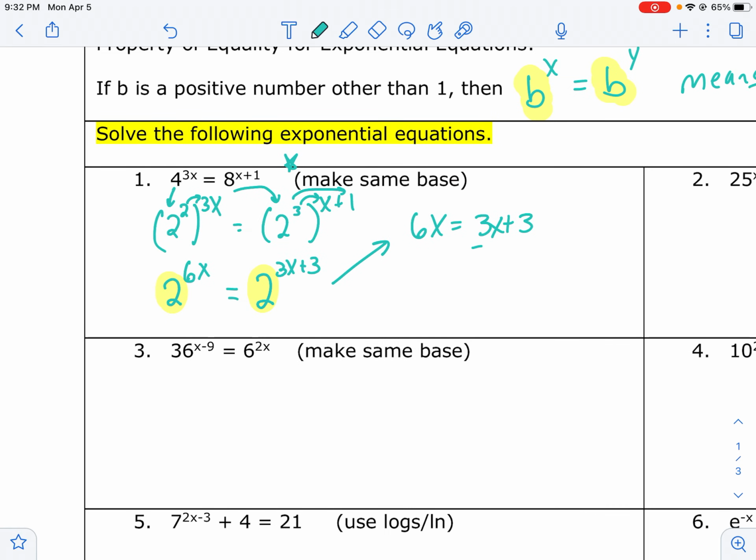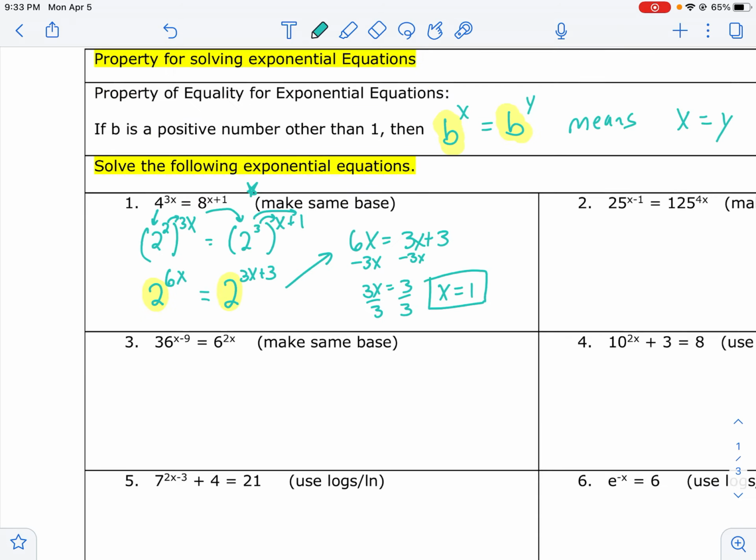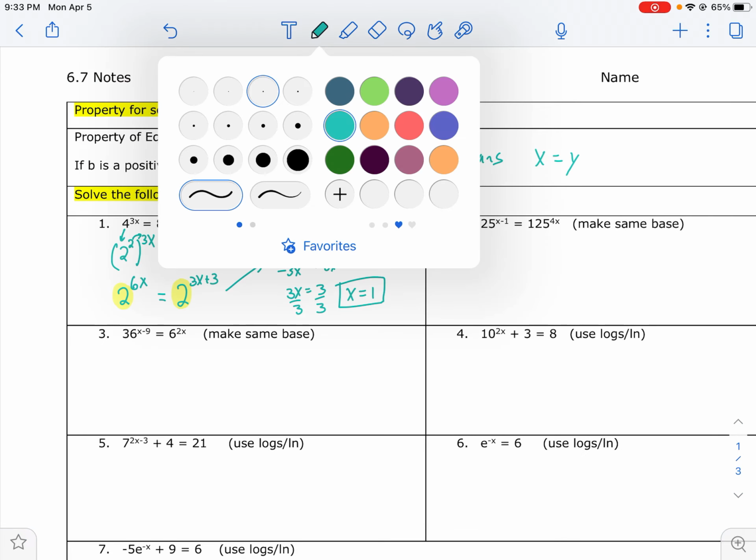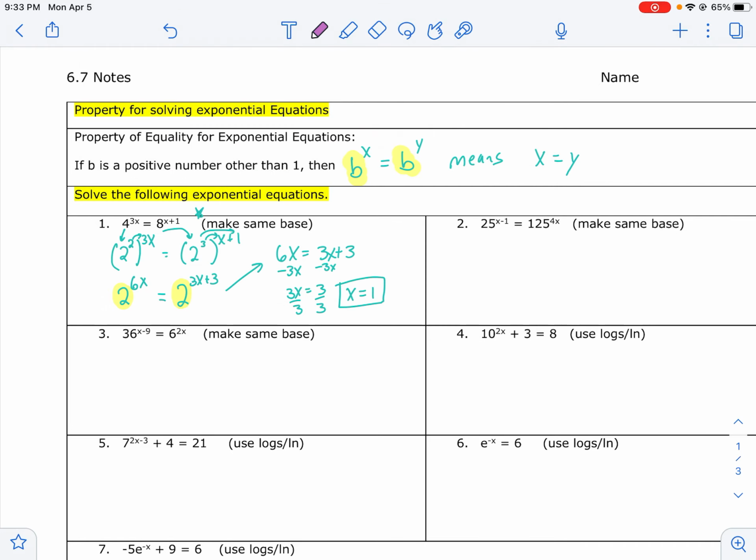Now we have an equation we can solve. So we subtract 3x from both sides to get 3x equals 3. Divide both sides by 3 to get x is equal to 1. And that's how you're going to do a question where you need to make the same base. All right, let's throw another example out there.